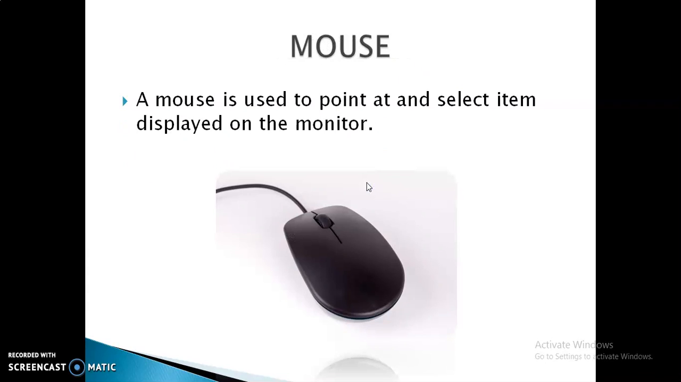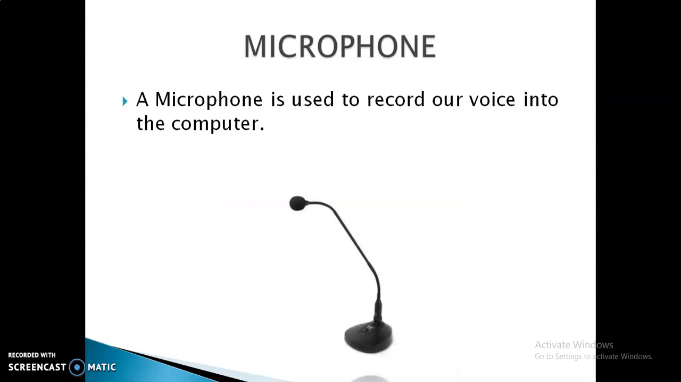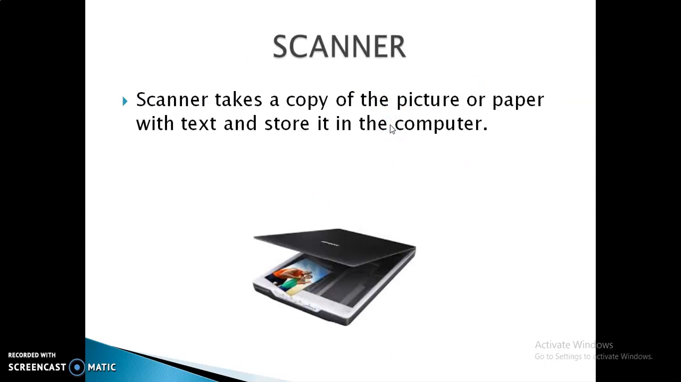And next is mouse. A mouse is used to point at and select items displayed on the monitor. And microphone. It is a device used to record our voice into the computer. Next one is scanner. A scanner takes a copy of the picture or paper with the text and stores it in the computer in the form of soft copies.